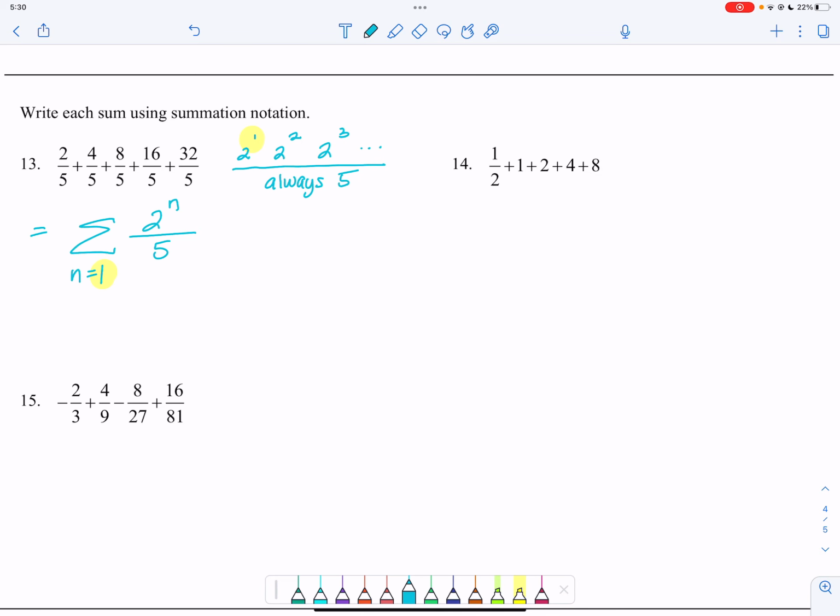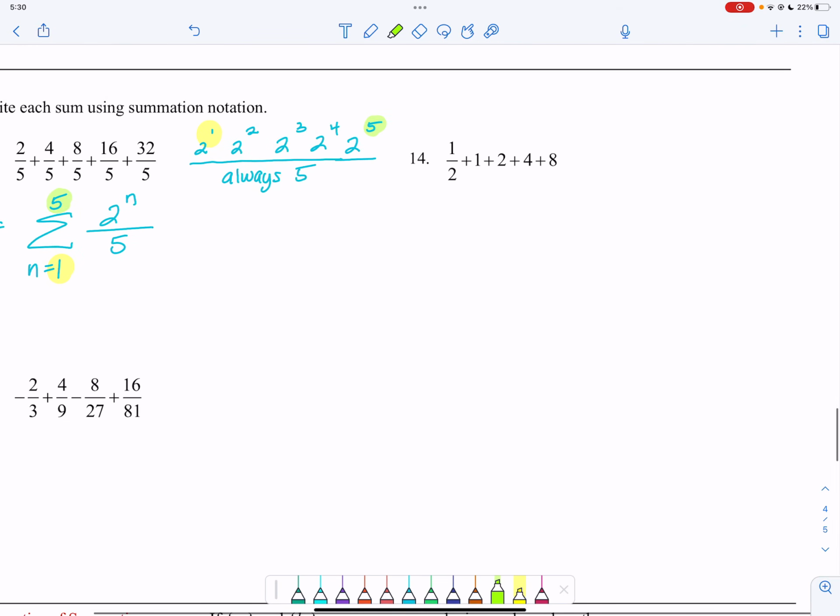When did we stop? This is 2 cubed, 2 to the 4th, and I'll go ahead, we don't have to write all of them normally, but as you can see, we will stop at 5. So that is why we will write a 5 here. Okay?